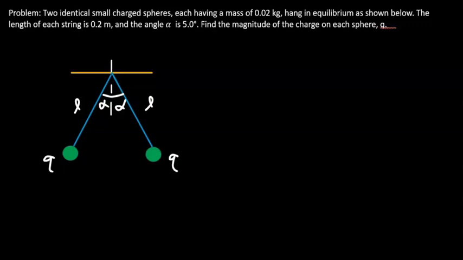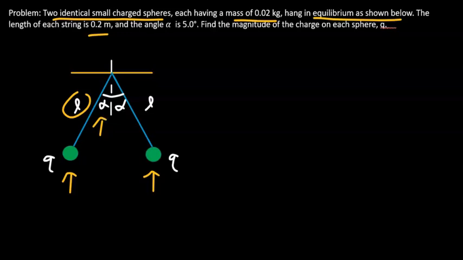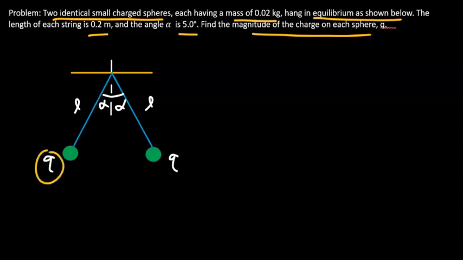Problem 2. Two identical small charged spheres, each having a mass of 0.02 kg, hang in equilibrium as shown below. So these are the two charges. The length of each string, L, is 0.2 meter, and the angle alpha is 5 degrees. Find the magnitude of the charge on each sphere. So you want to determine the strength of charge in Coulomb.